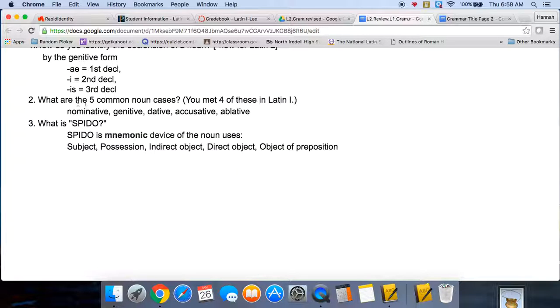Okay, number 2. There are 5, really 6 common noun cases: the nominative, genitive, dative, accusative, ablative. And you met the nominative, the dative, accusative, and ablative in Latin 1. Remember, the nominative was the subject, and usually it comes first in a sentence. It doesn't have to, but normally it does. The dative normally comes next in a Latin sentence, and this is the indirect object that's used with certain verbs like credo, filio, placio, and respondeo, and sometimes it's used in impersonal constructions.